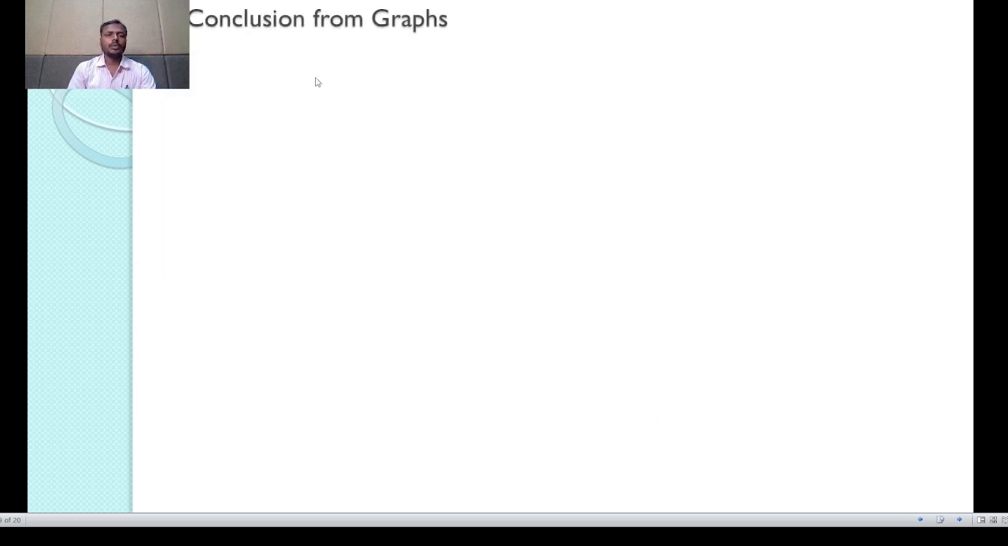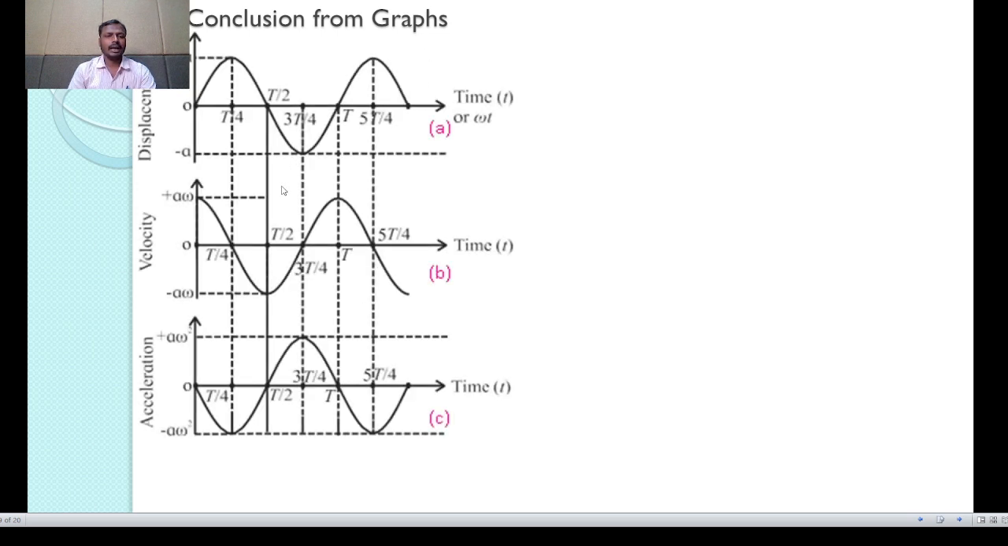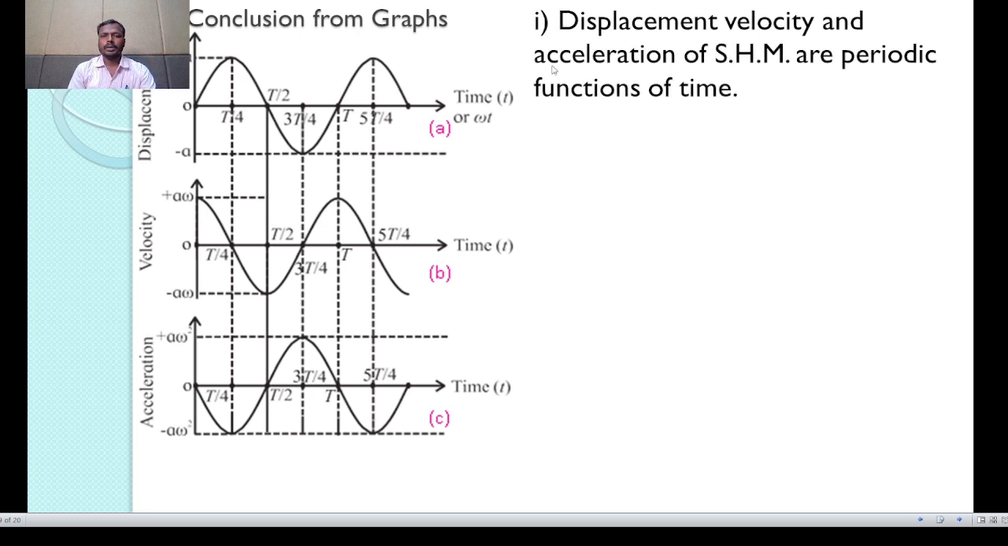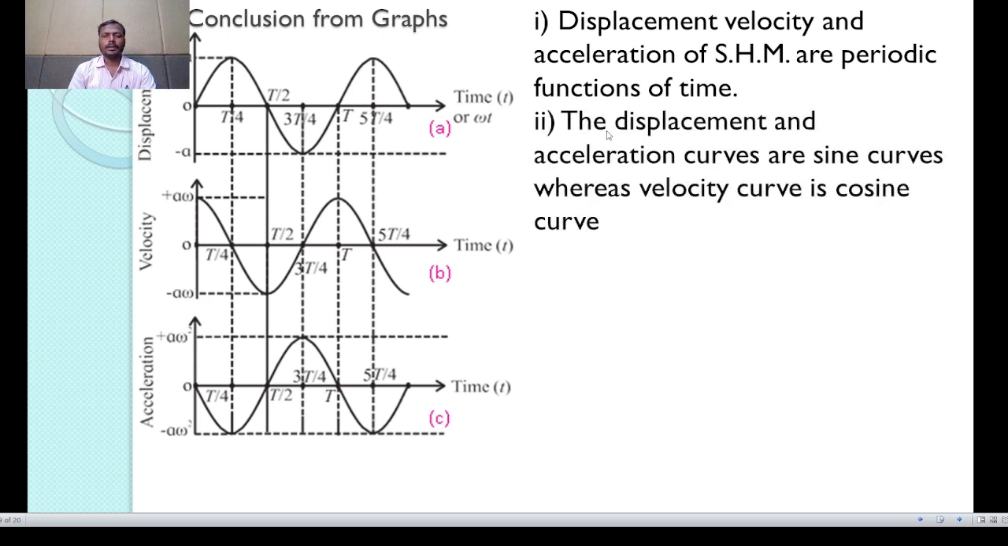Now the next point is the conclusion from the graphs. These are some graphs of the displacement, velocity and acceleration when the particle starts from mean position. The first conclusion is that displacement, velocity and acceleration in SHM are periodic functions of time. That is, after equal intervals, the displacement, velocity and acceleration graphs repeat their original nature. The displacement and acceleration curves are sine curves, whereas the velocity curve is a cosine curve.